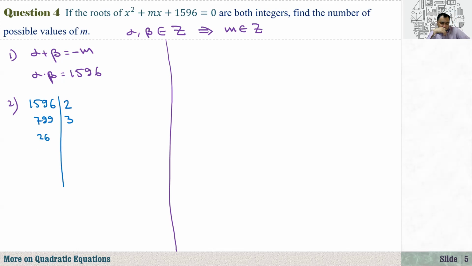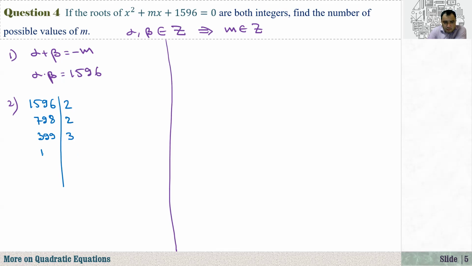If you divide by 3, okay, it should be 8, right? So this should be 8. So still we can divide by 2. If you divide by 2, it is 399, which is not divisible by 2 anymore.